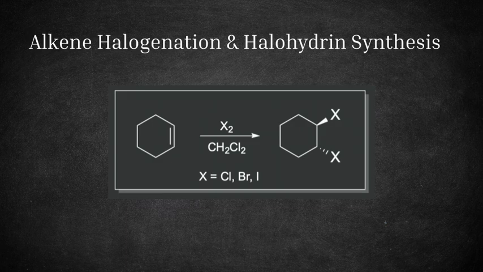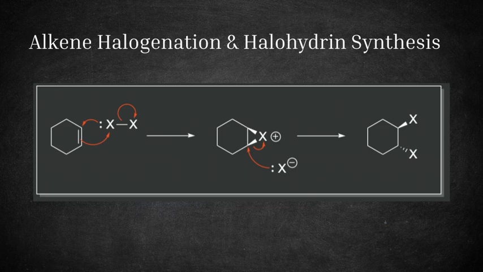Let's break down this mechanism step by step. The mechanism of halogenation begins with an alkene reacting with a halogen molecule, such as Br2 or Cl2, which we will refer to generally as X2. The pi electrons of the alkene attack one of the halogen atoms, forming a covalent bond between the halogen and one of the carbons in the double bond.